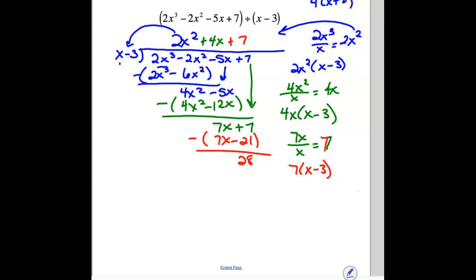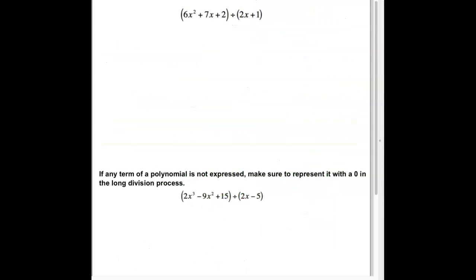So, final answer, 2x squared plus 4x plus 7 plus an extra 28 that's being divided by an x minus 3. So that's our little fraction remainder. All right. Notice that on the last two questions here, we are not dividing by just an x plus or minus a number. We now have a 2x plus 1 as our divisor.